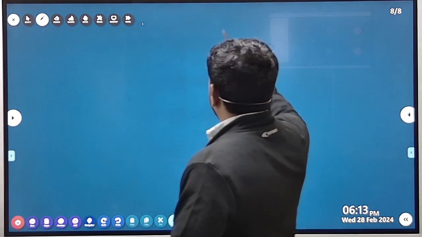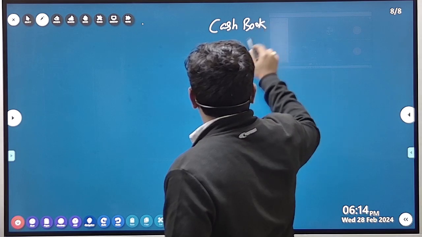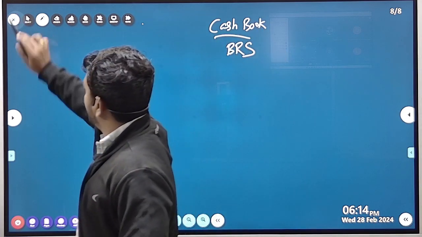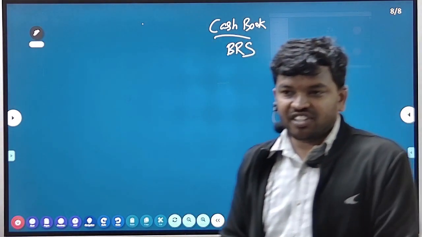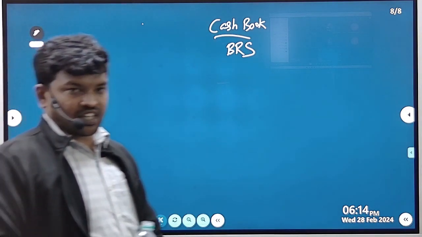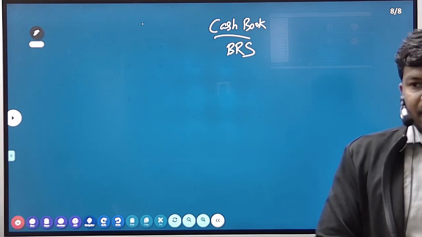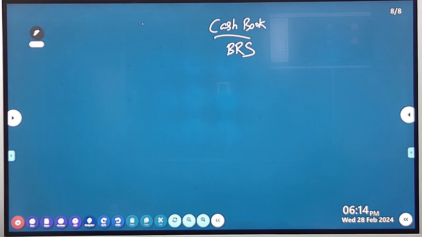Cash book and BRS. Yesterday you asked from 1.6, right? 1.6 से स्टार्ट करने के लिए बोला है ना? 1.6 से नहीं हुआ बोला है ना? हाँ, 1.6 में क्या था? कैश बुक देखो, हेडिंग पढ़ो एक बार.